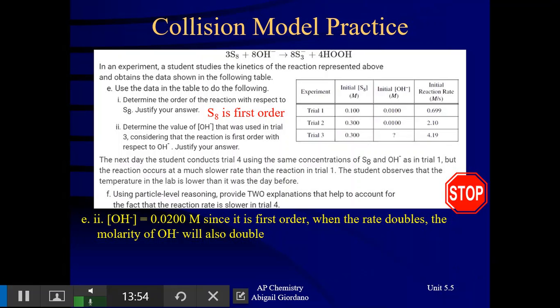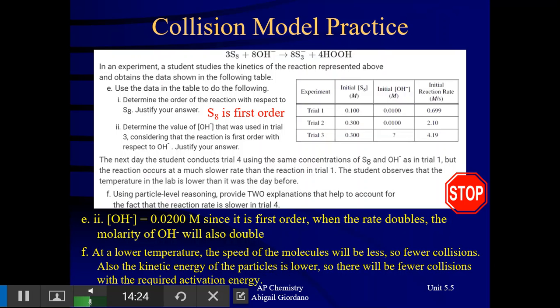Okay, the last part says, using particle level reasoning, provide 2 explanations that help to account for the fact that the reaction rate is slower in trial 4, and a little bit above it says that the temperature is lower than it was the day before. So essentially, why would a reaction rate be slower if the temperature has gone down?